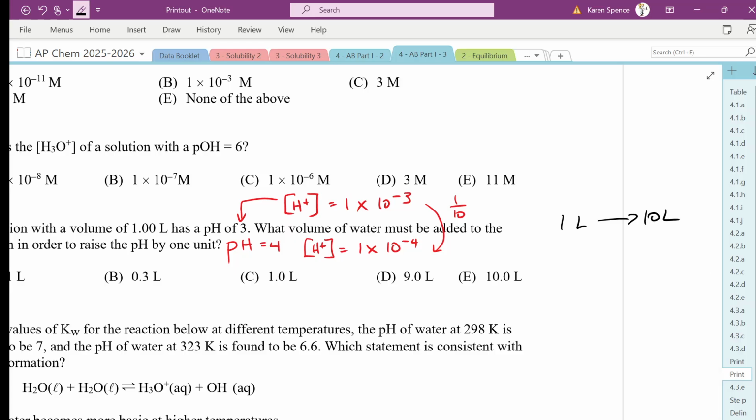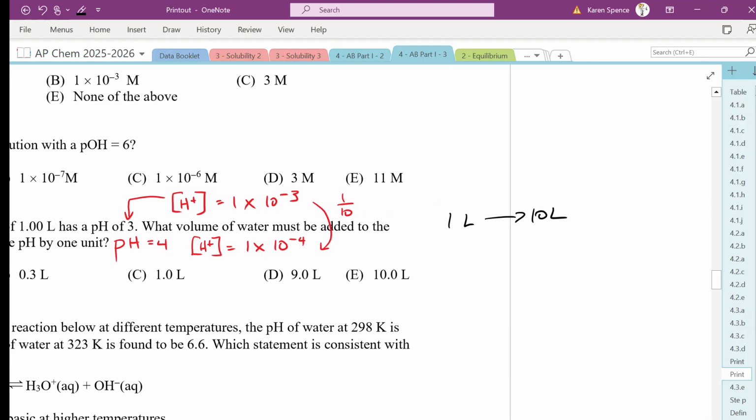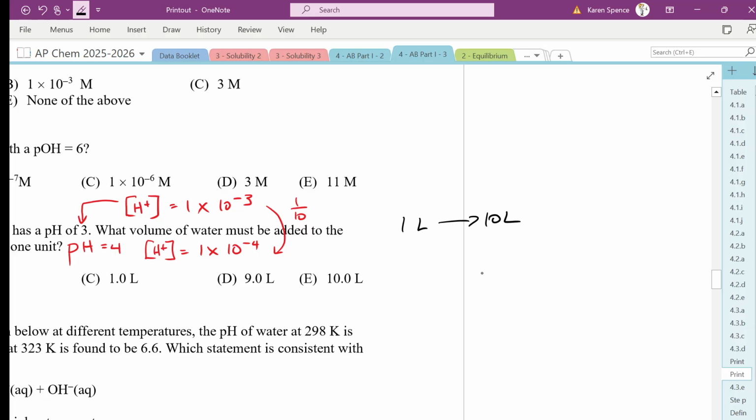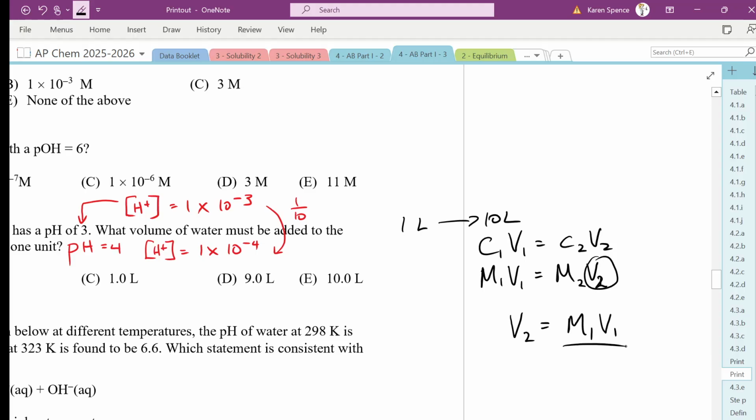But if you're not intuiting that, if you're like, whoa, that went too fast for me, you can use M1V1 equals M2V2, also known as C1V1 equals C2V2. You can say my initial concentration is... we want what volume of water must be added to, so we want V2. So V2 is equal to M1V1 over M2. Yes?